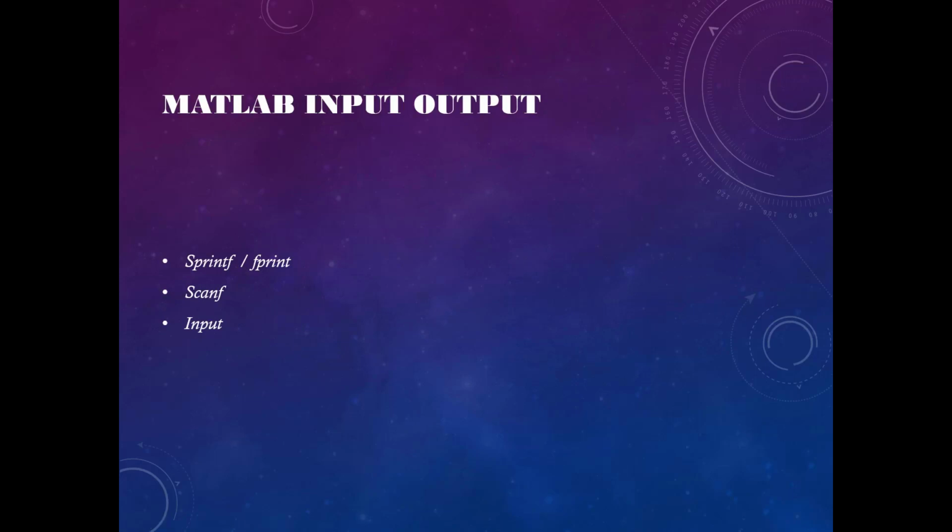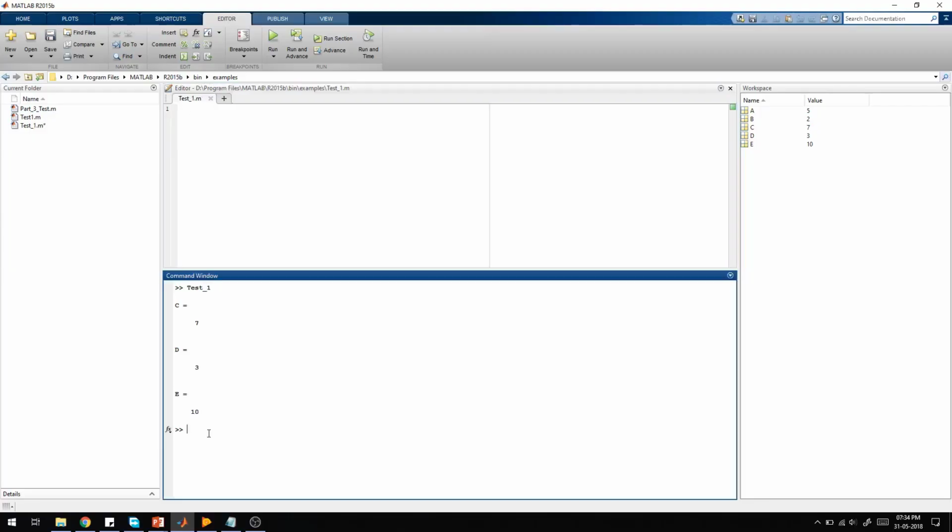While we are using scripts, there are several methods to give the inputs and outputs of a MATLAB file. We can either use sprintf or fprintf, or there is the scanf method, and other input methods are there. Okay, now in MATLAB, let me clear all the values. In the workspace there are no variables, and let me clear the screen with CLC.